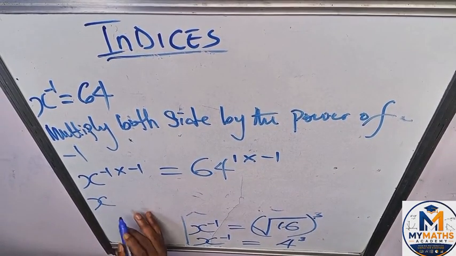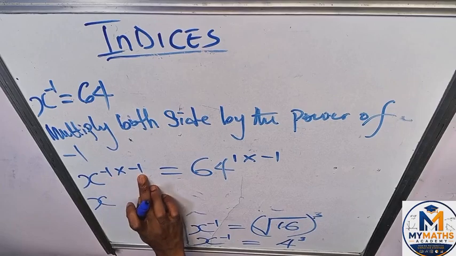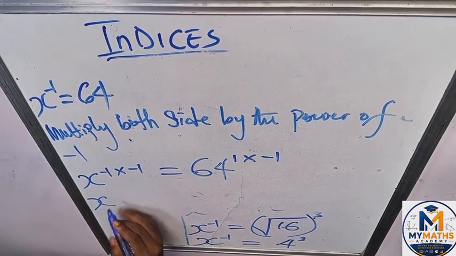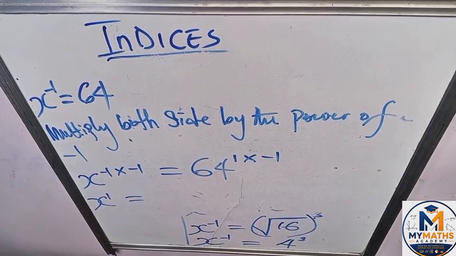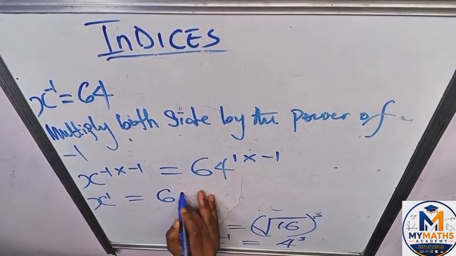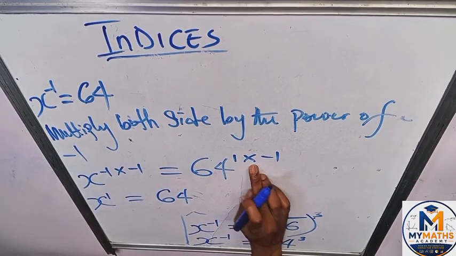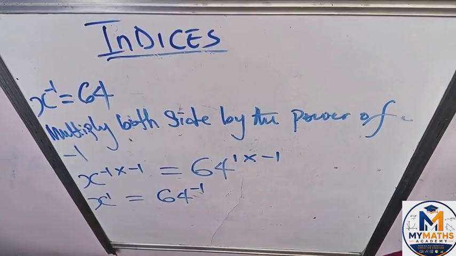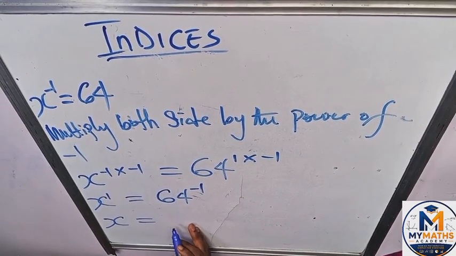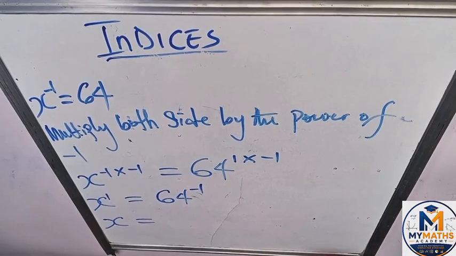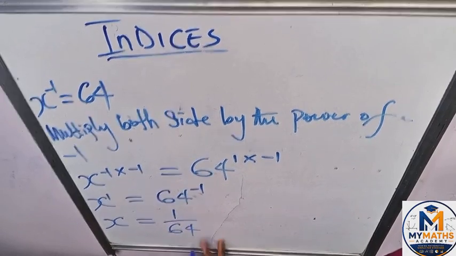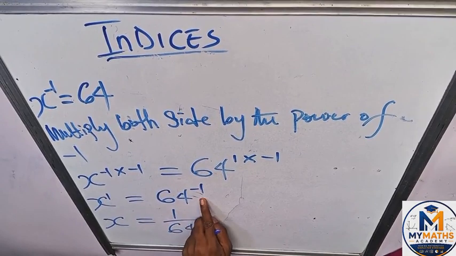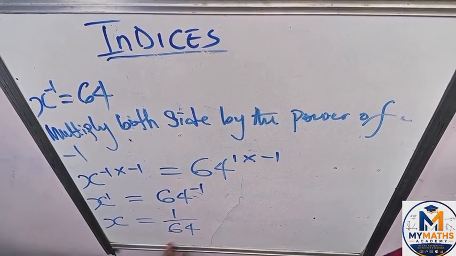Okay, so x raised to power minus 1 times minus 1 is 1. So just x equals, then this one is going to be what? 64 raised to power 1 times minus 1 gives us minus 1. Okay, so therefore x will be equal to 1 all over 64. You see that you can leave it like this: 64 raised to power minus 1 or 1 all over 64. So this is our final answer.